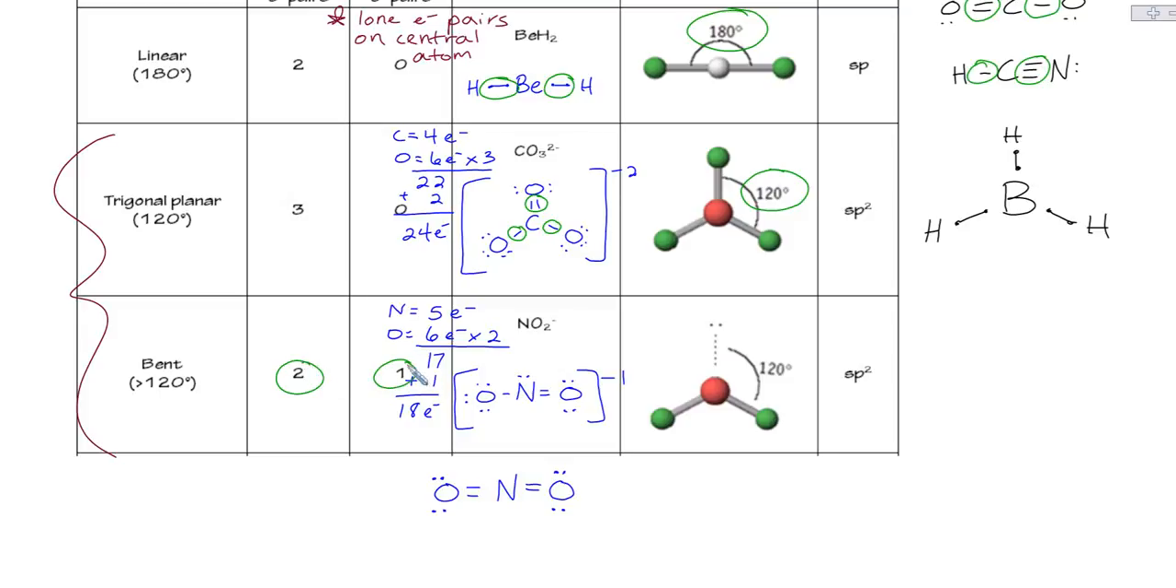1 non-bonding group of electrons, meaning a lone pair. But you still have 3 total regions of negative electrons. 3 regions of electrons that want to go as far apart as possible. So this bent structure is kind of based on the trigonal planar.